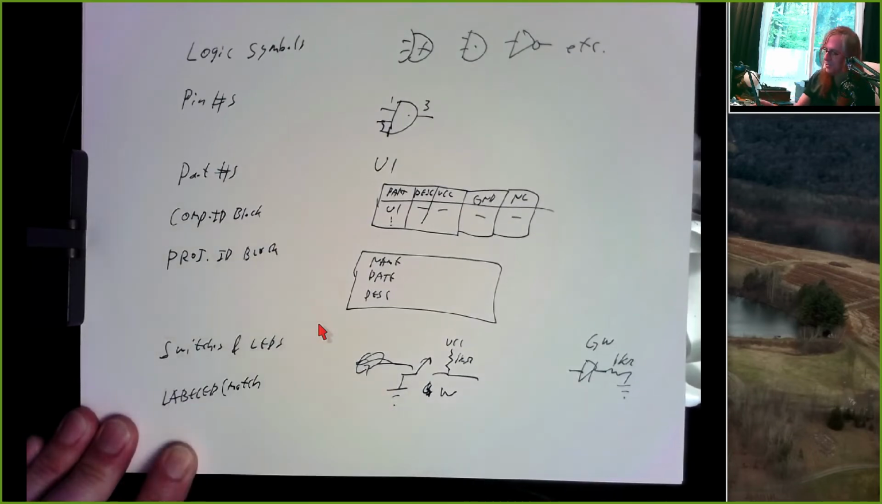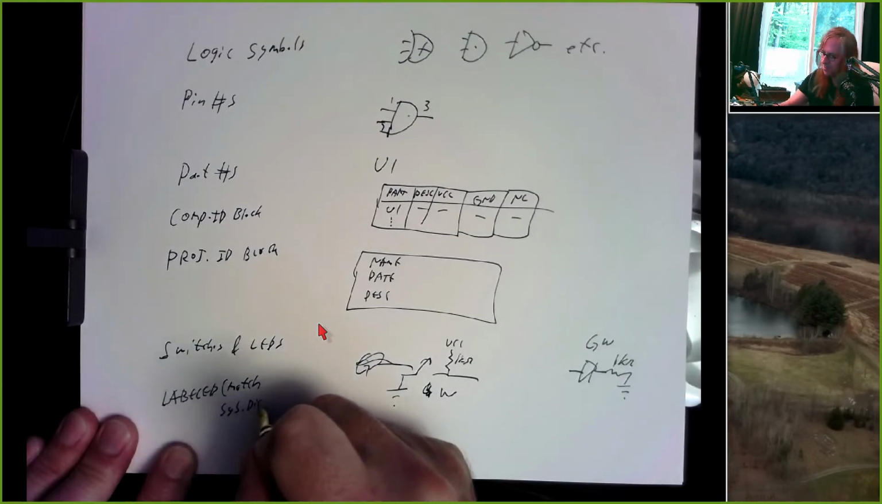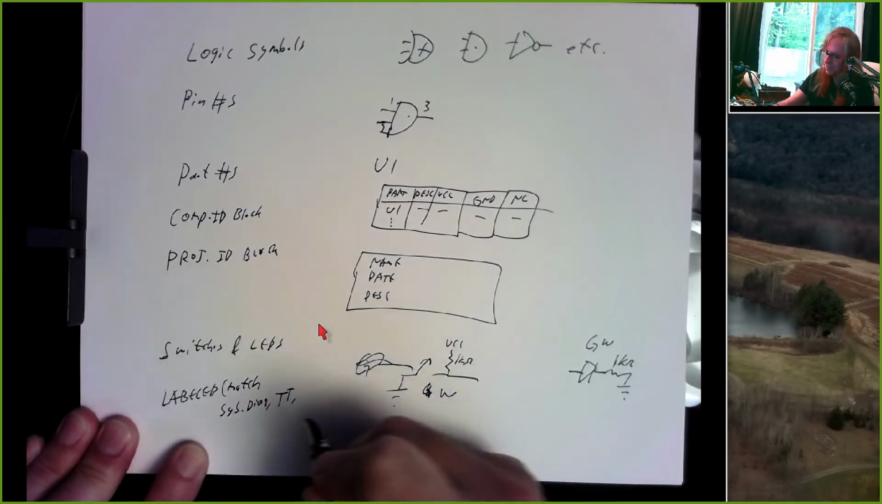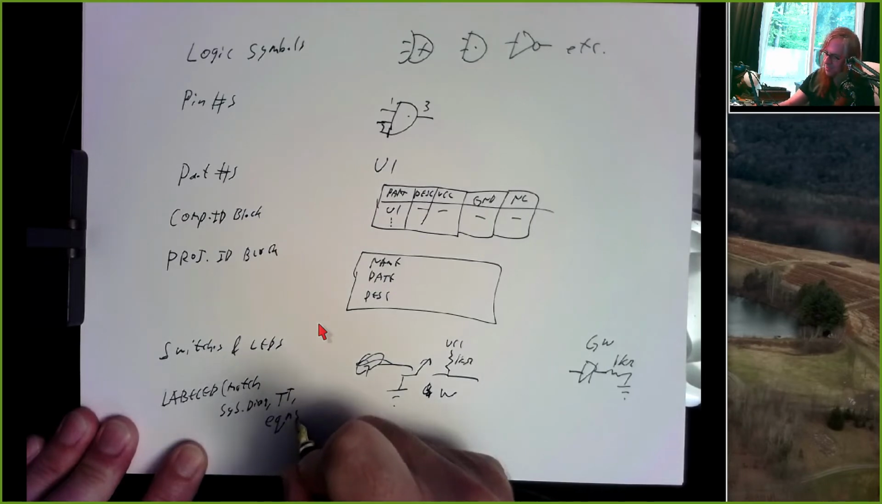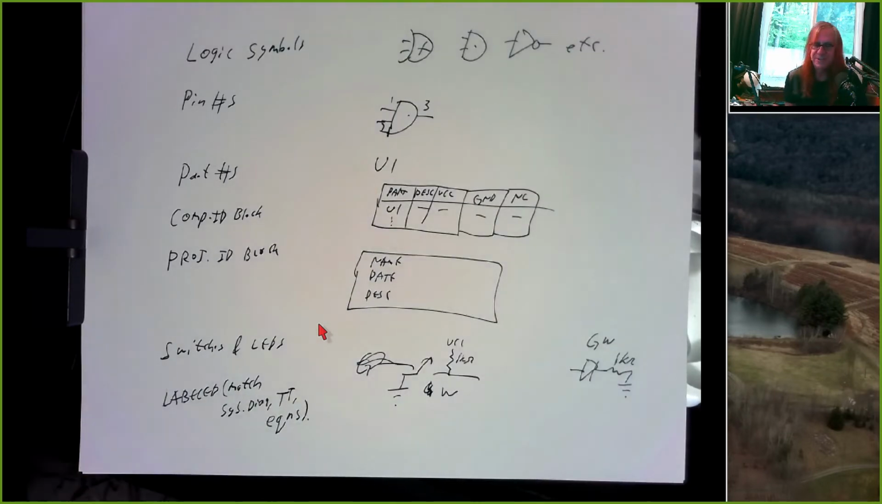And the labels you use in your schematic diagram have to match your system diagram, your truth table, and your equations. If my system diagram calls my input car west, and my equations call it W, and my circuit diagram calls it west, I've got three things that I can't relate to each other.